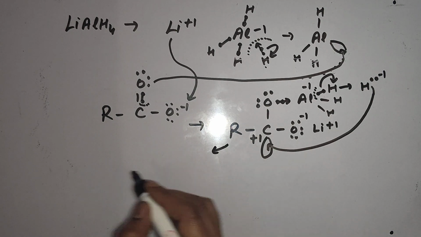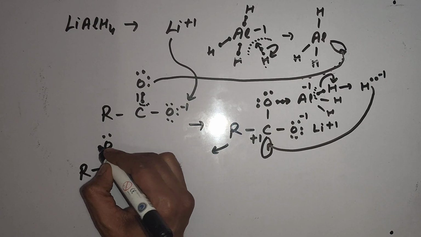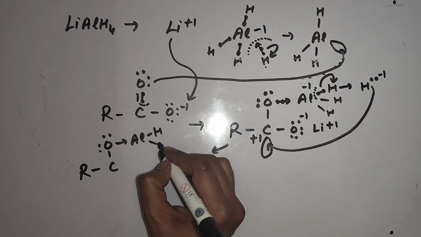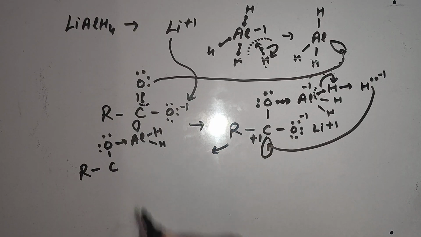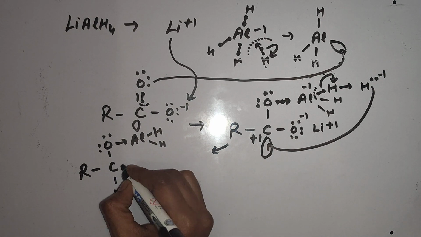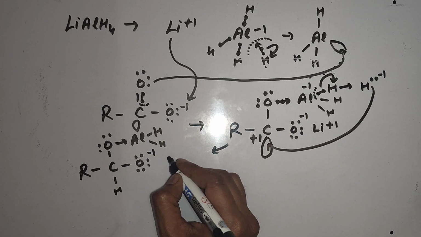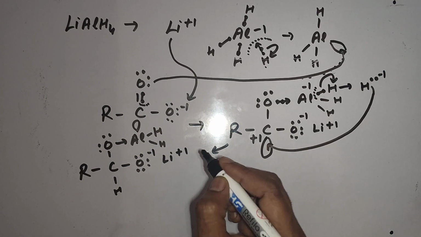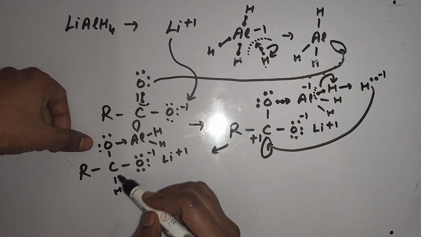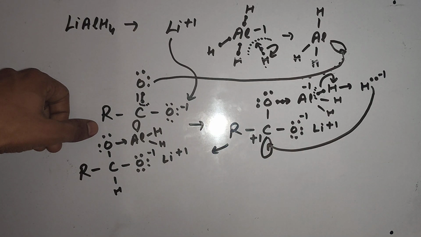So we will get R C O. Al H2 will be left there with a vacant orbital on aluminium, like this. H is here, O negative is available, lithium positive is available. Now check. On one carbon, 2 oxygens. What I said about this condition, it is a highly unstable condition.